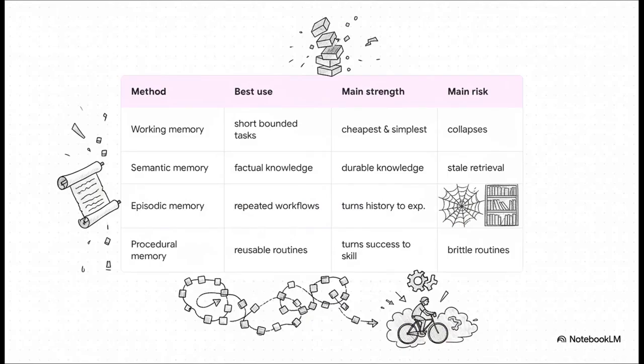This table from the post lays out those trade-offs perfectly. For really short, simple tasks, sure, working memory alone might be enough. But the big risk is that it completely collapses the second the task gets more complex. For storing facts, semantic memory is your go-to, but then you have to deal with the risk of stale or just plain bad retrieval. Episodic memory is fantastic for learning from repeated tasks, but you have to actively fight against memory sprawl. See? It's all about matching the right tool to the right problem.